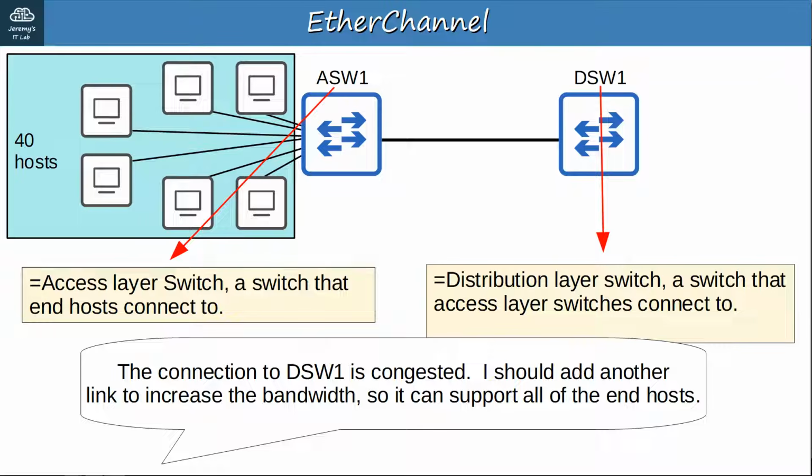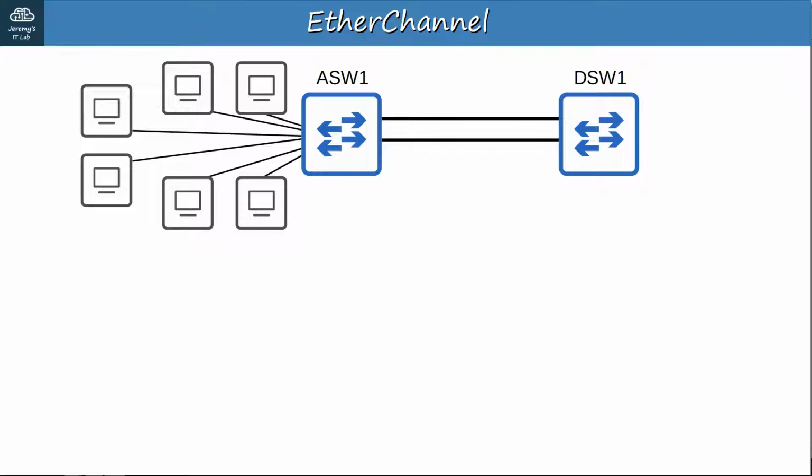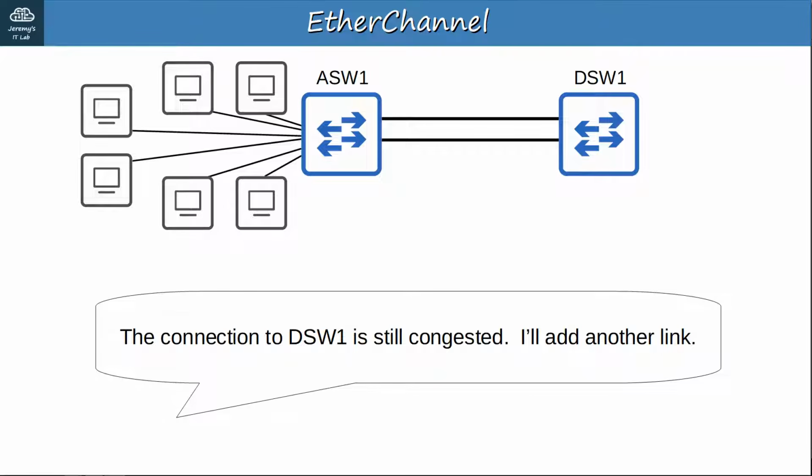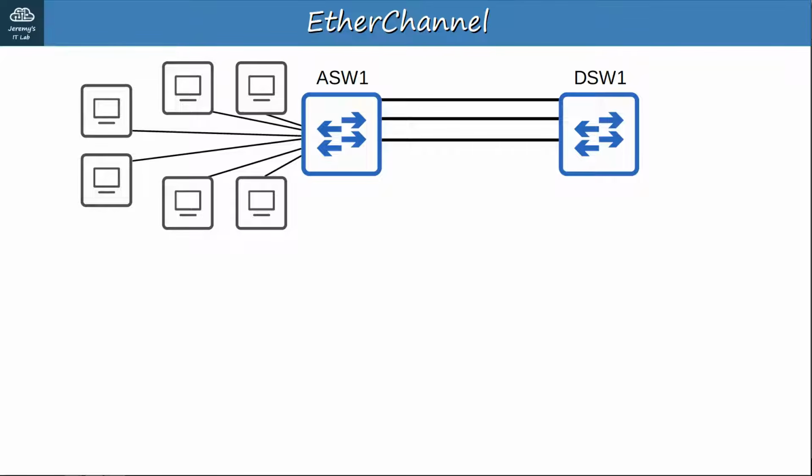The network administrator notices that the connection to D switch 1 is congested, so he decides that he should add another link to increase the bandwidth, so it can support all of the end hosts. So the network admin adds another link, and monitors the situation. However, the additional link doesn't seem to help. The connection between A switch 1 and D switch 1 is still congested, and end users are reporting problems. So the admin decides to add another link between A switch 1 and D switch 1. He adds another link to the connection between A switch 1 and D switch 1. Surely, this will be sufficient.